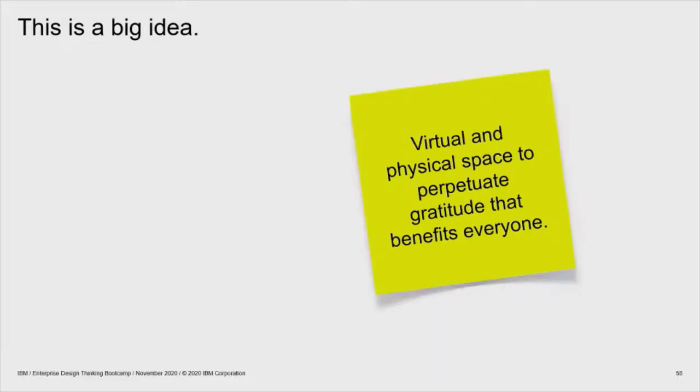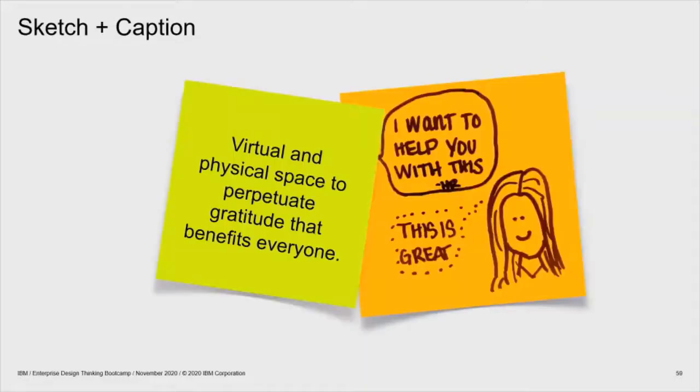And you do that by taking, let's say, a mobile app with a gift catalog, which is really just a feature, and taking it one step further and saying, you know, a virtual and physical space to perpetuate gratitude that benefits everyone, right? And then maybe one of them could be sharing pictures via a mobile app. So try and stay as conceptual as possible, as high level as possible, so that at this stage you don't get lost in particular features just yet, but you start ideating for big ticket items and tie them back to your as-is scenario and to your empathy map.